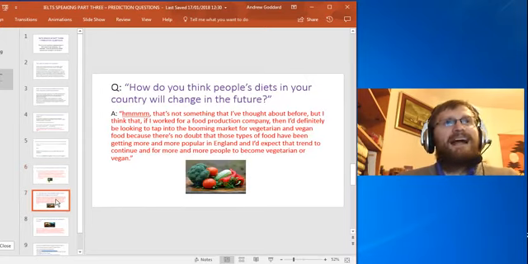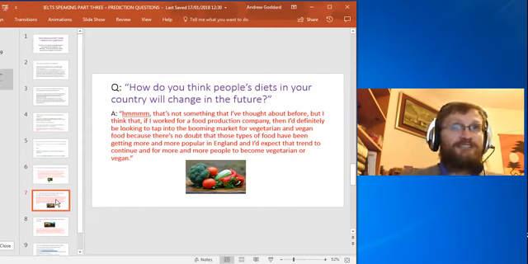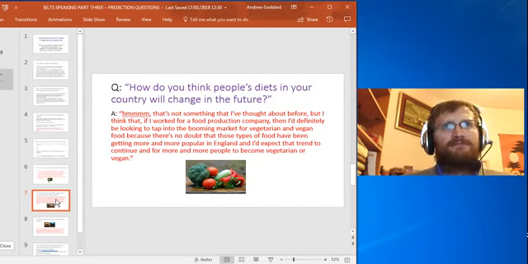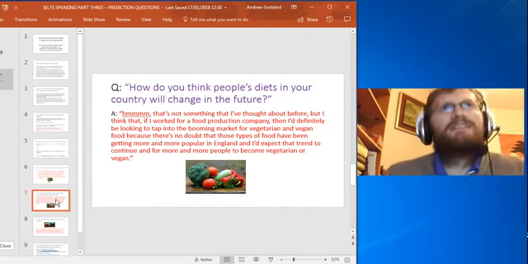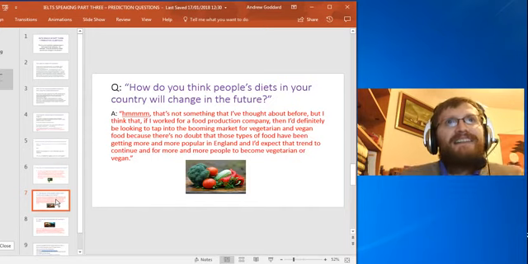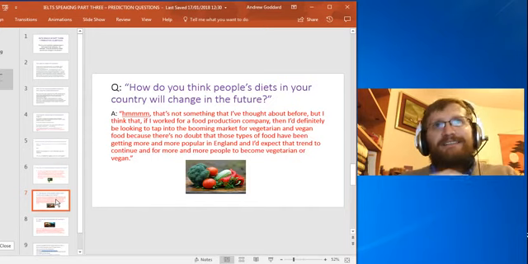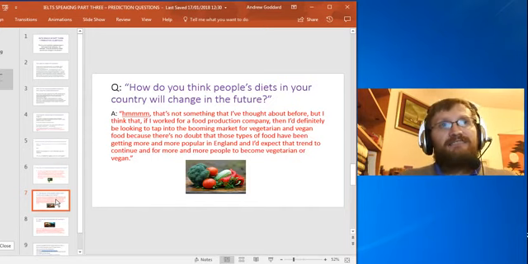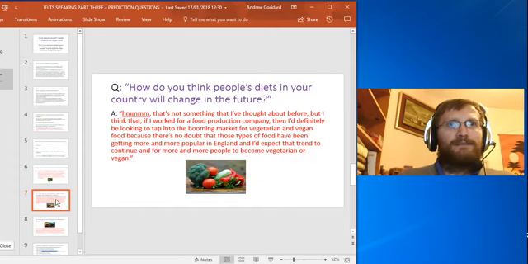Another example. How do you think people's diets in your country will change in the future? That's not something that I've thought about before, but I think that if I worked for a food production company, then I'd definitely be looking to tap into the booming market for vegetarian and vegan food, because there's no doubt that those types of food have been getting more and more popular in England, and I'd expect that trend to continue and for more and more people to become vegetarian or vegan.